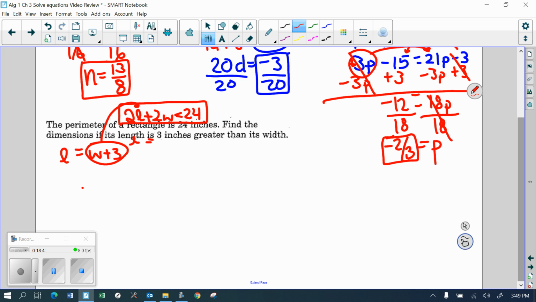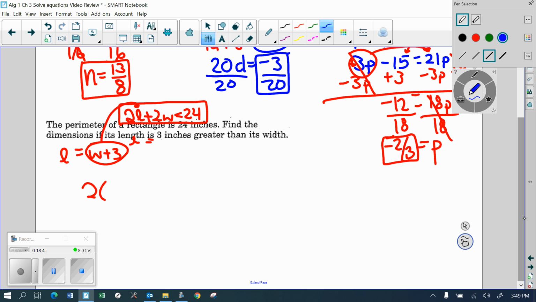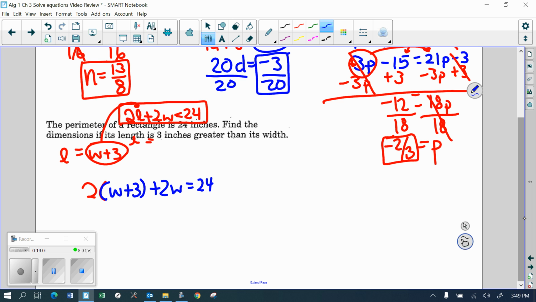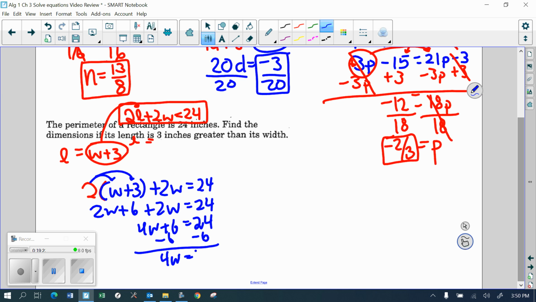Okay, so now I do that. 2 times, and whenever I substitute in, I put parentheses every single time. Whenever you use substitution, parentheses, W plus 3, plus 2W equals 24. Now, I could divide each term by 2 since they're all even numbers and make it smaller, but I'll just go ahead and distribute this time. So I get 2W plus 6 plus 2W equals 24. Combine like terms, 4W plus 6 equals 24. Subtract the 6 across, and I get 4W equals 18.